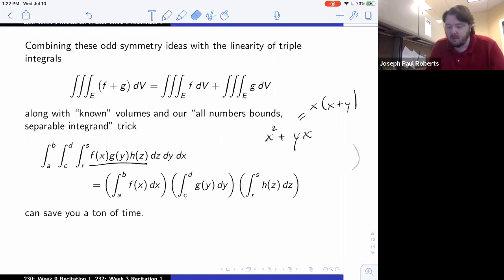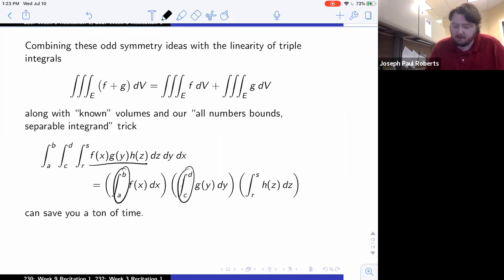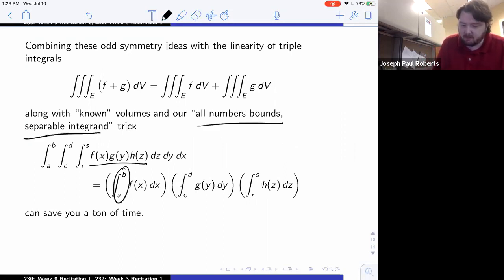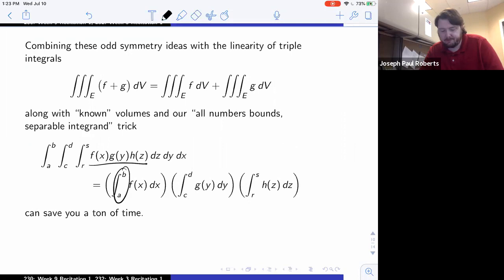So just be careful that your integrand, in fact, factors. And then in addition, make sure your bounds are all numbers, because clearly, if any variables appear in any of these, it's going to be in your final answer. And remember, our answer has to be a number. So it's very important that both these things, separable integrand and all bounds being numbers, hold.